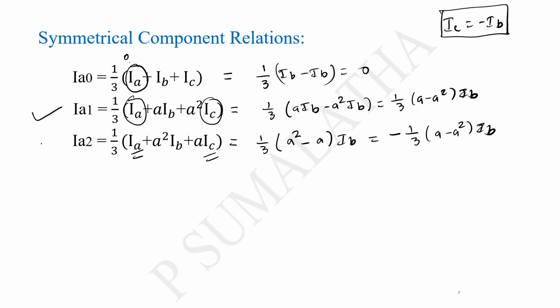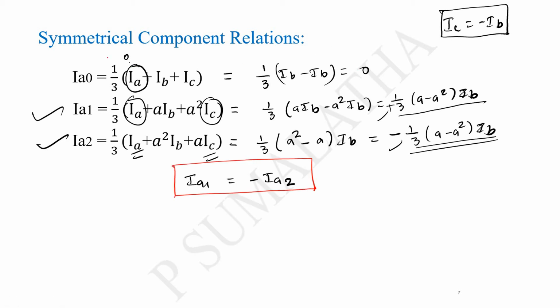If you look at the currents Ia1 and Ia2, both magnitudes are the same: 1 by 3 (A minus A square) into Ib. Only the difference is that one is positive and the other is negative. That means both are equal to each other but traveling in the opposite direction.